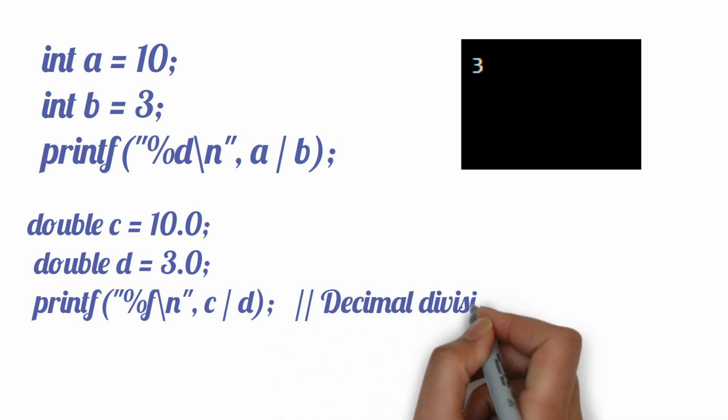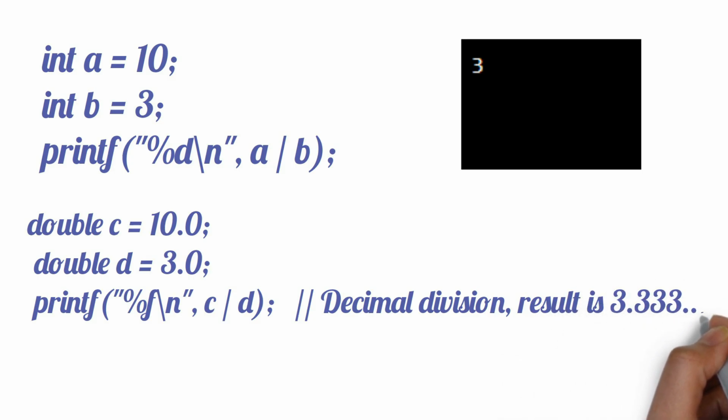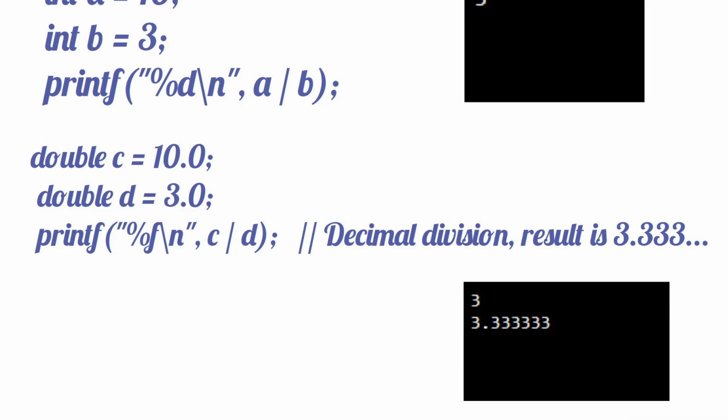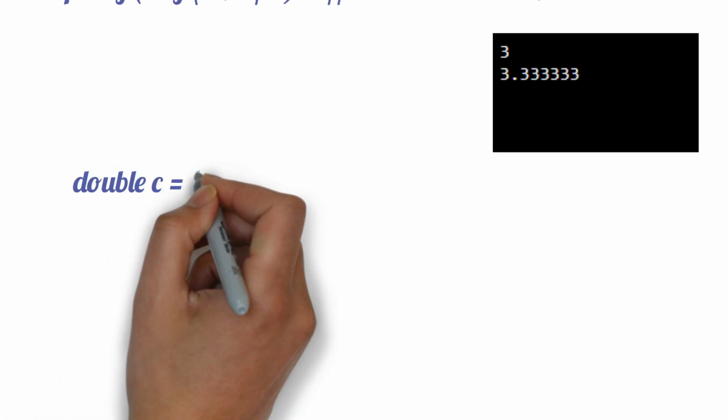Now, since I'm dealing with double, you can write %f or %lf, anything is fine. So printf c divided by d. This time the output will be 3.333. The reason is I'm printing a floating point value. So that is why I'll be getting 3.333. In the earlier case, I was printing an integer type value, so I had got 3. If I run this code, this will be the output. As you can see, we have got 3.33333.